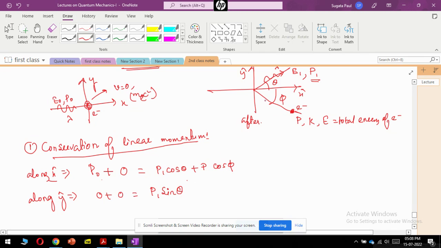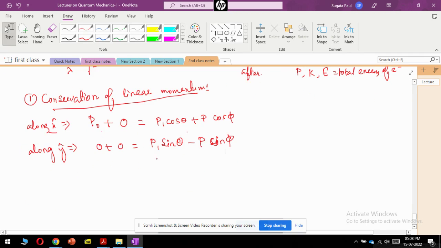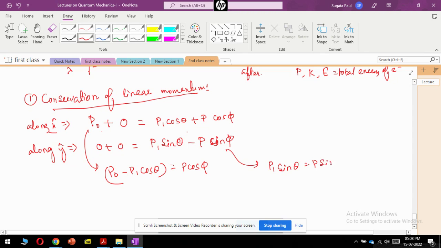and for the electron's case, since it is in the negative y direction, it will be minus p sin phi. Now for simplicity, we simplify this a bit. From here we take it as p naught minus p1 cos theta equal to p cos phi, and from here we take p1 sin theta to the other side, equal to p sin phi. Now these are the two equations.